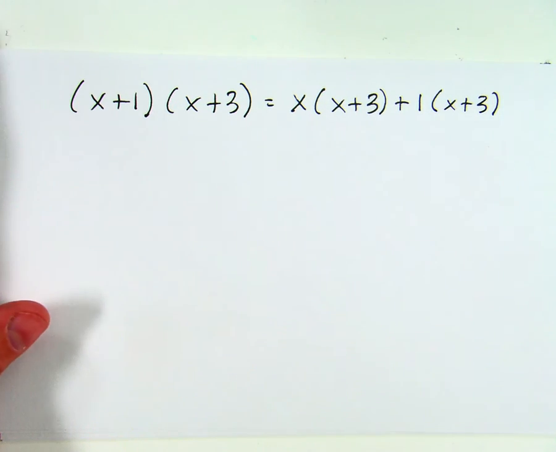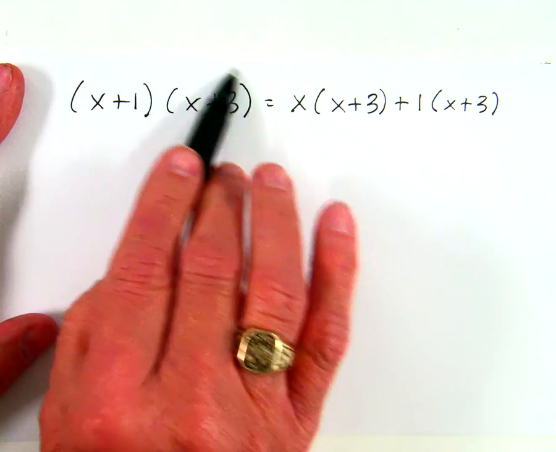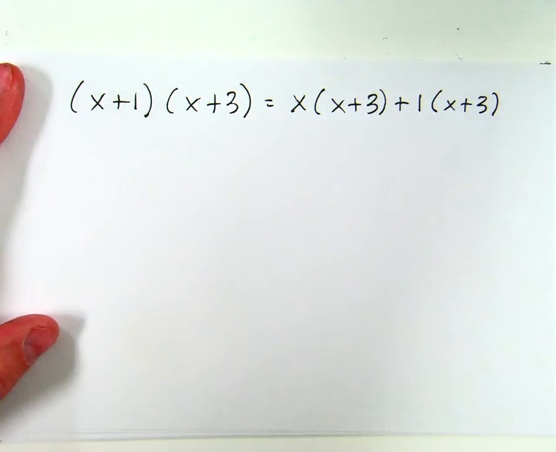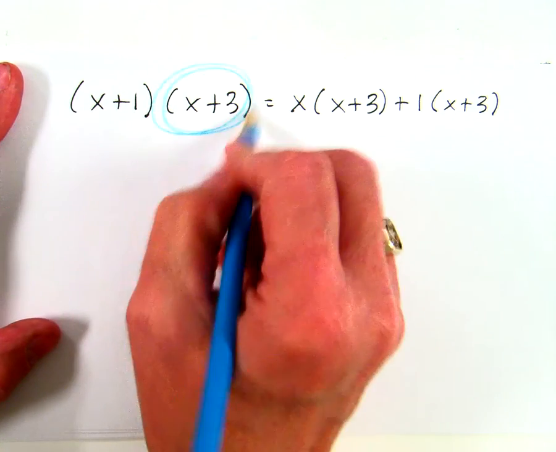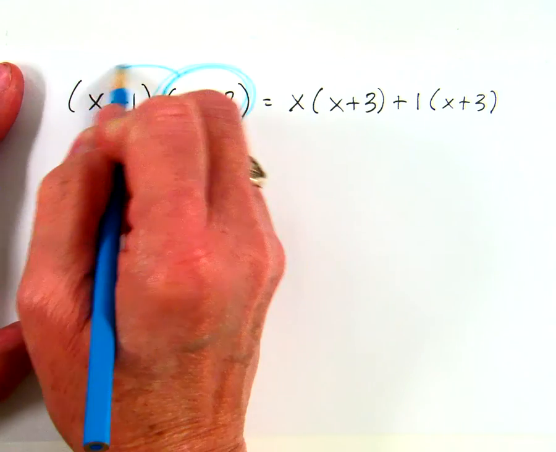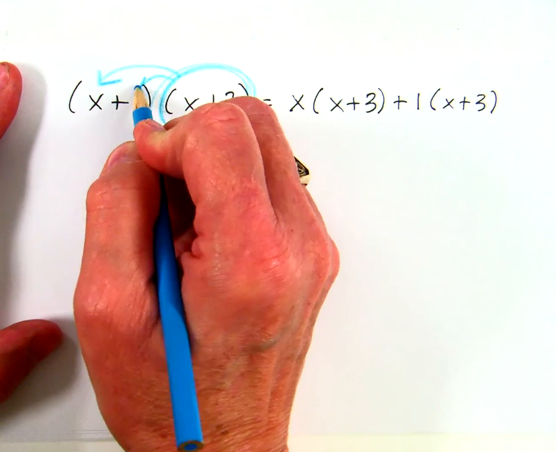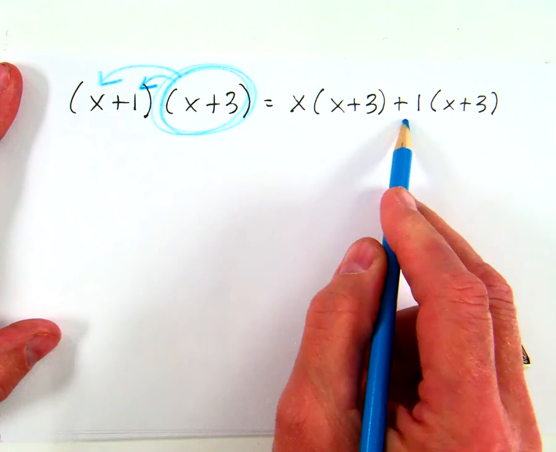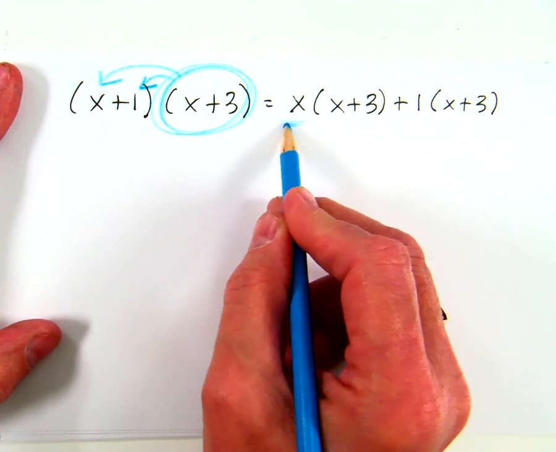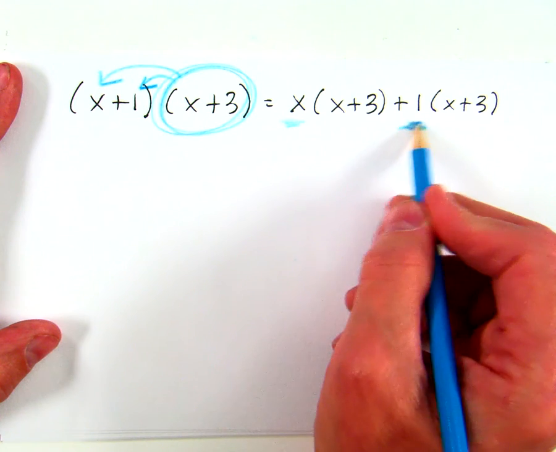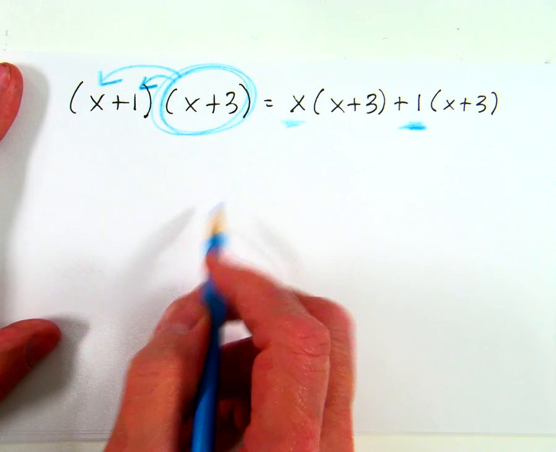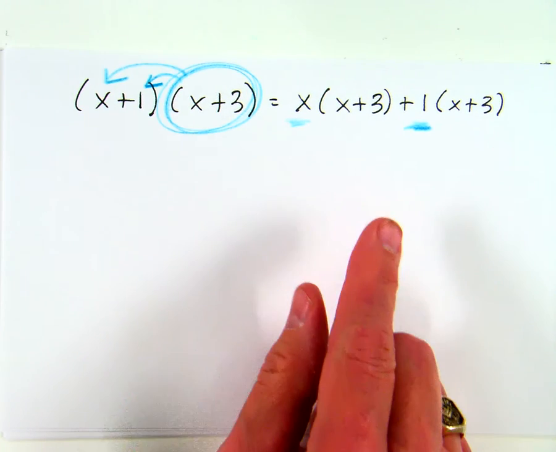So what did I do? I just thought of this whole group right here, x plus 3, and I multiplied it times x, and I multiplied it times 1, and they're positive, x plus 1. So times x, times the plus 1. There we go. That's what I did. Now from here, it's just what we're already used to.